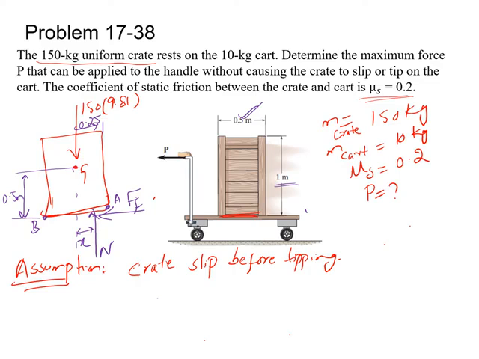So for the case of slipping, as in the previous slide we discussed, the maximum friction force possible is mu s times N. So when Ff equals mu s times N, and the coefficient of static friction given is 0.2, it will be equal to 0.2 times N.